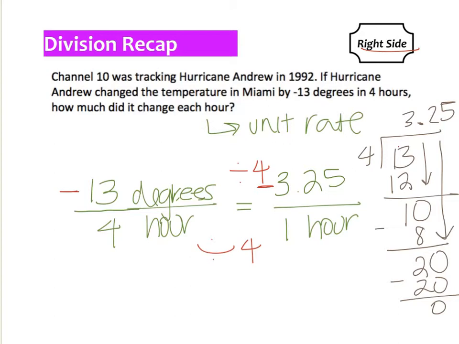So every hour, the degrees dropped 3.25. 3.25 degrees dropped every single hour. And after hour 4, that made it a total of 13.